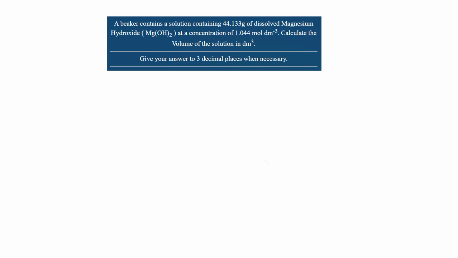In this particular question, what we've been asked to do is to calculate the volume of a given solution. In this case, the solution is one of dissolved magnesium hydroxide, and in the question we've been given the mass of the magnesium hydroxide that's been dissolved. We've been provided with the concentration of the solution, and we've also been provided with the formula for magnesium hydroxide, and we've been asked to give our answer to 3 decimal places.